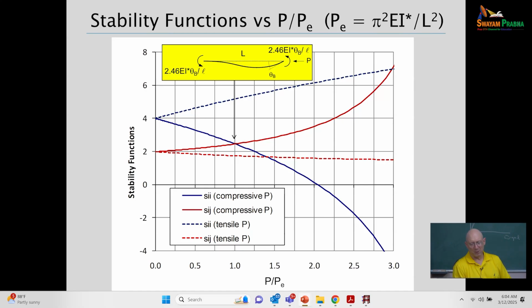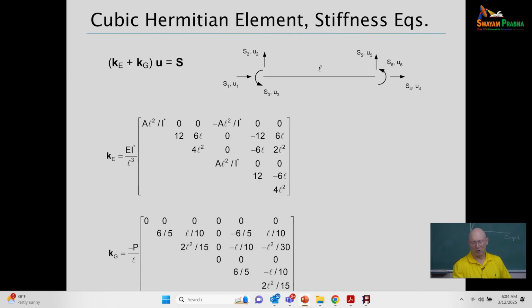The purple curve and the red curve are showing you how those coefficients are changing, and that's essentially a rigorous solution. It's a very accurate representation of what's going on, even with a single element for a member. Now, cubic Hermitian, in this case, is a finite element based solution.